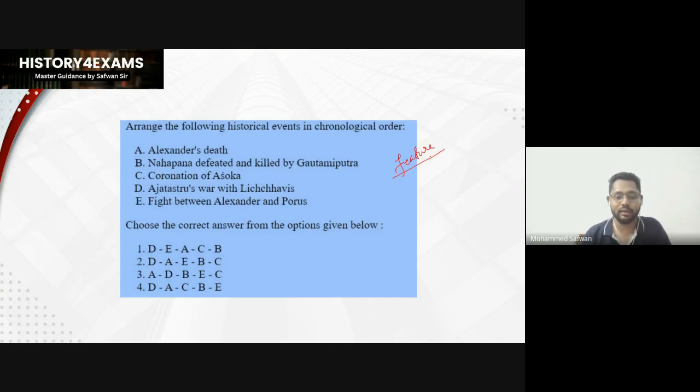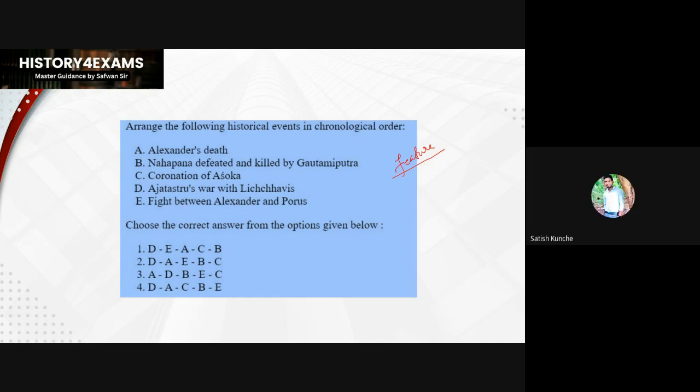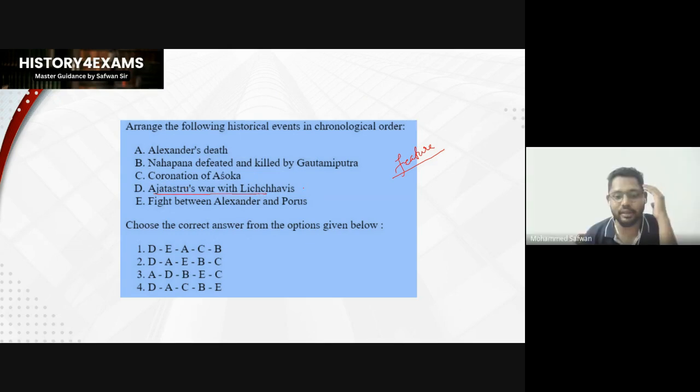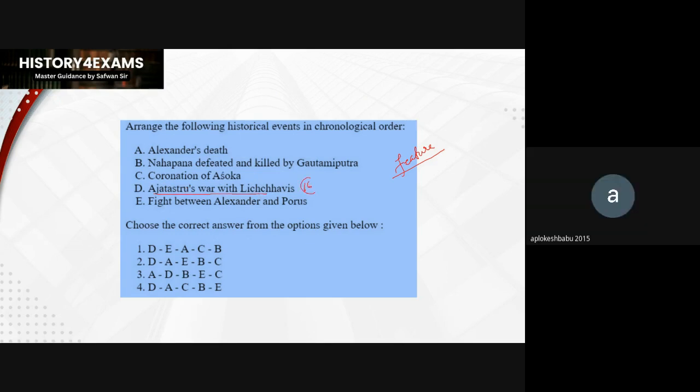Just try to answer. It's a very simple question, based on what we have learned now. The first one is Ajatasatru's war with the Lichchhavis, which we discussed. Do you remember? The answer is between 2 and 3, sir, because Ashoka is the later king.